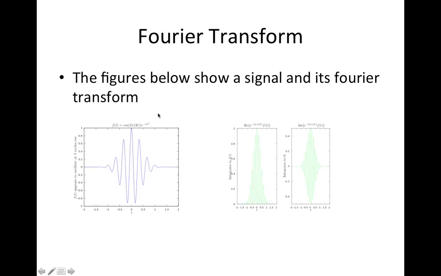So this is just a couple of example figures that show a signal and its Fourier transform. The Fourier transform is symmetric about time, or the signal is symmetric about time. The integral always runs from negative infinity to infinity. Here's the real and imaginary parts of the transform and the kernel function.